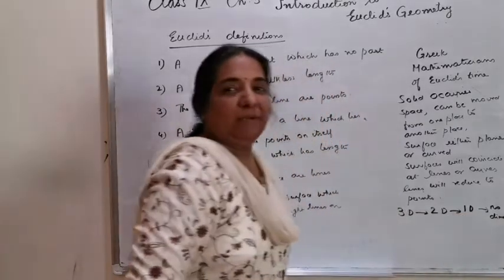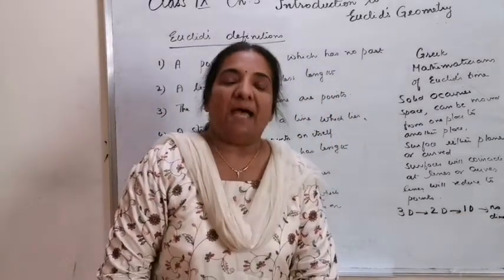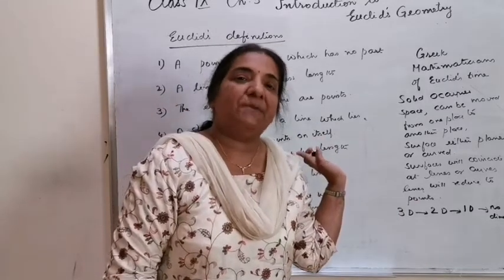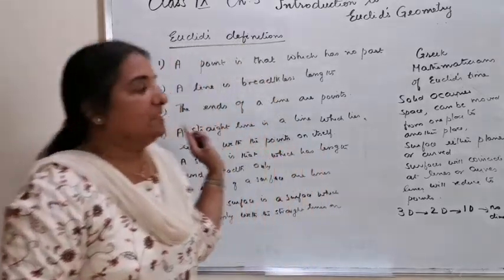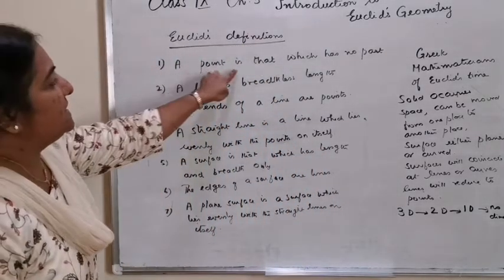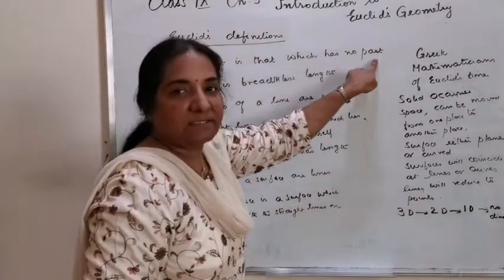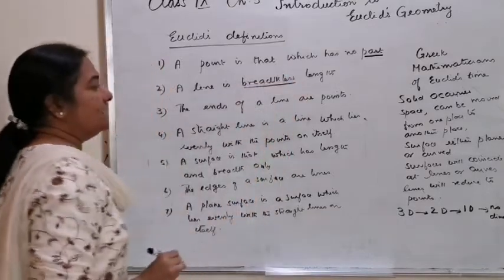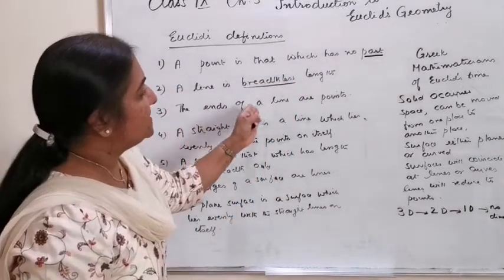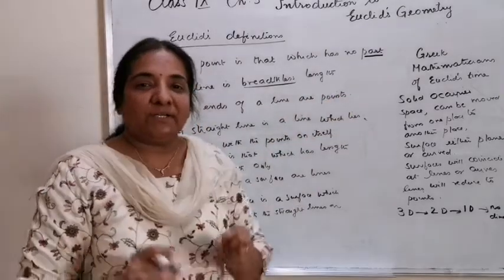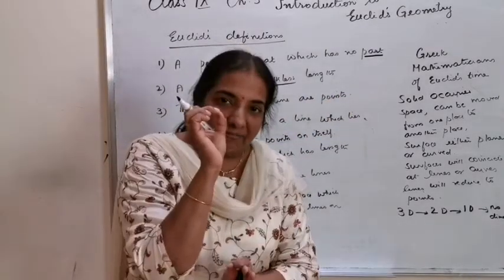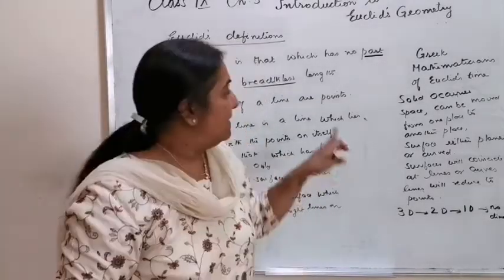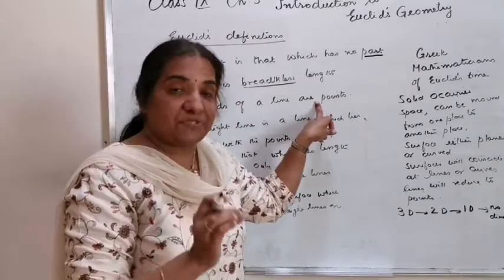So this was the geometrical notion at that time, and based on these notions, some definitions were made by Euclid. The first definition: a point is that which has no part. A line is breadthless length. The ends of a line are points. However much you reduce the length of the line, there will still be a bit of length, so this idea is also a bit abstract.